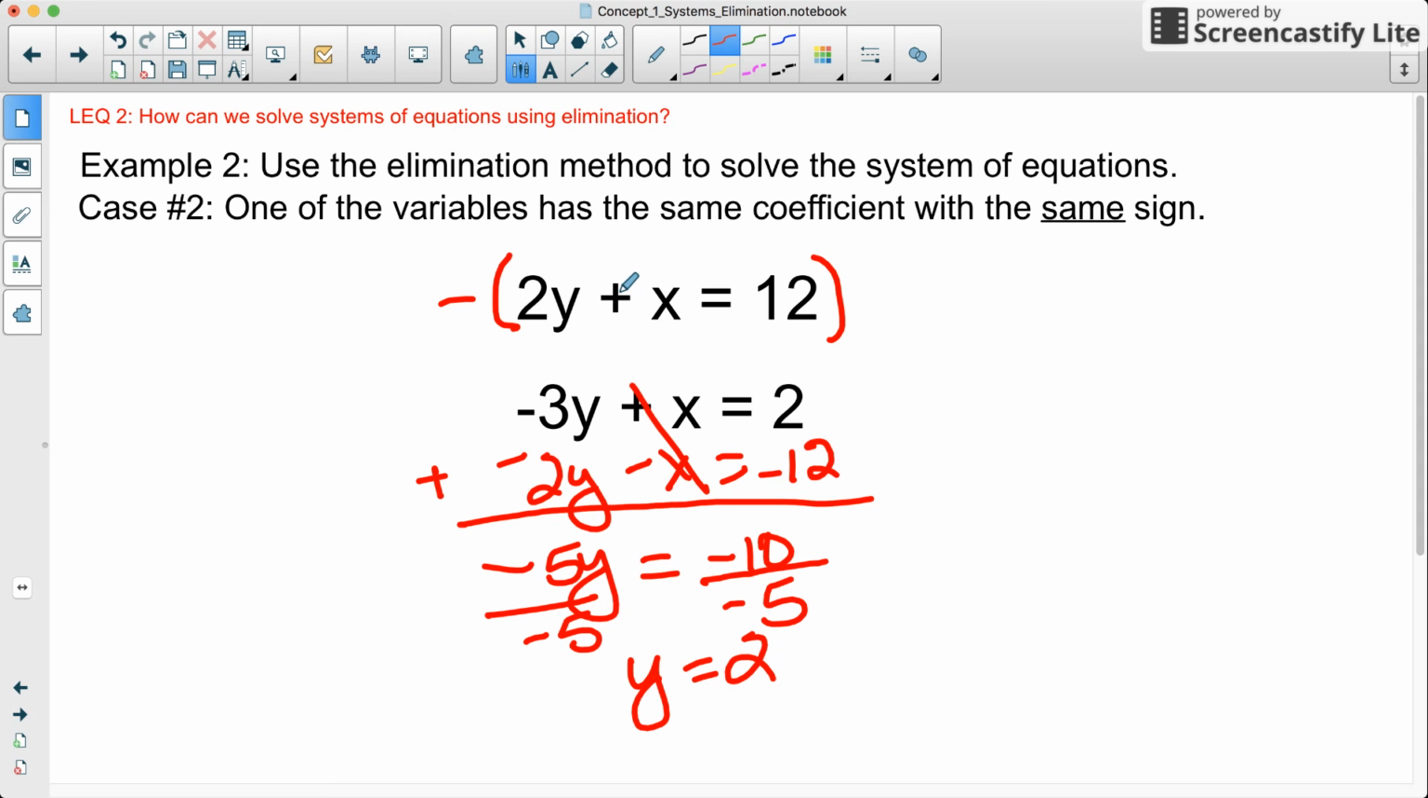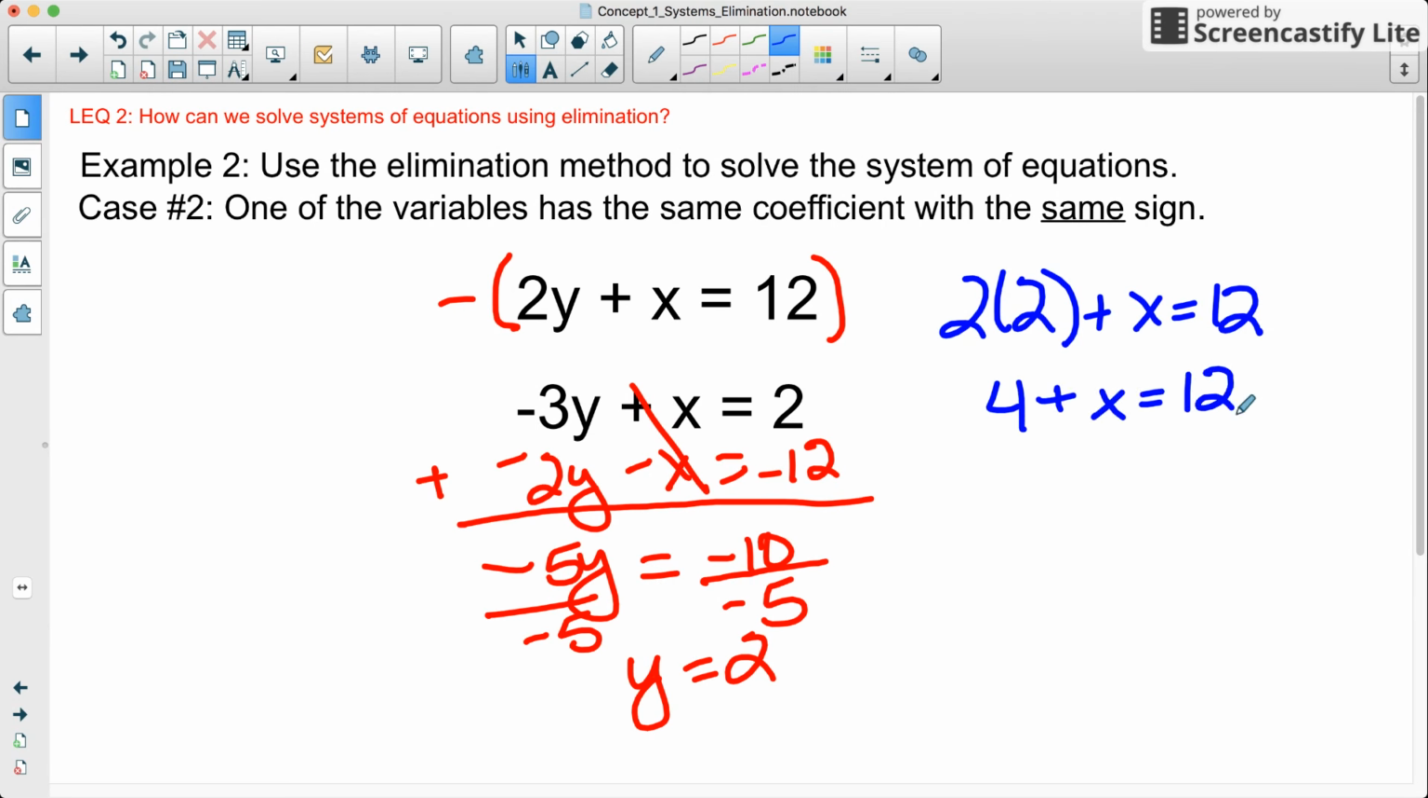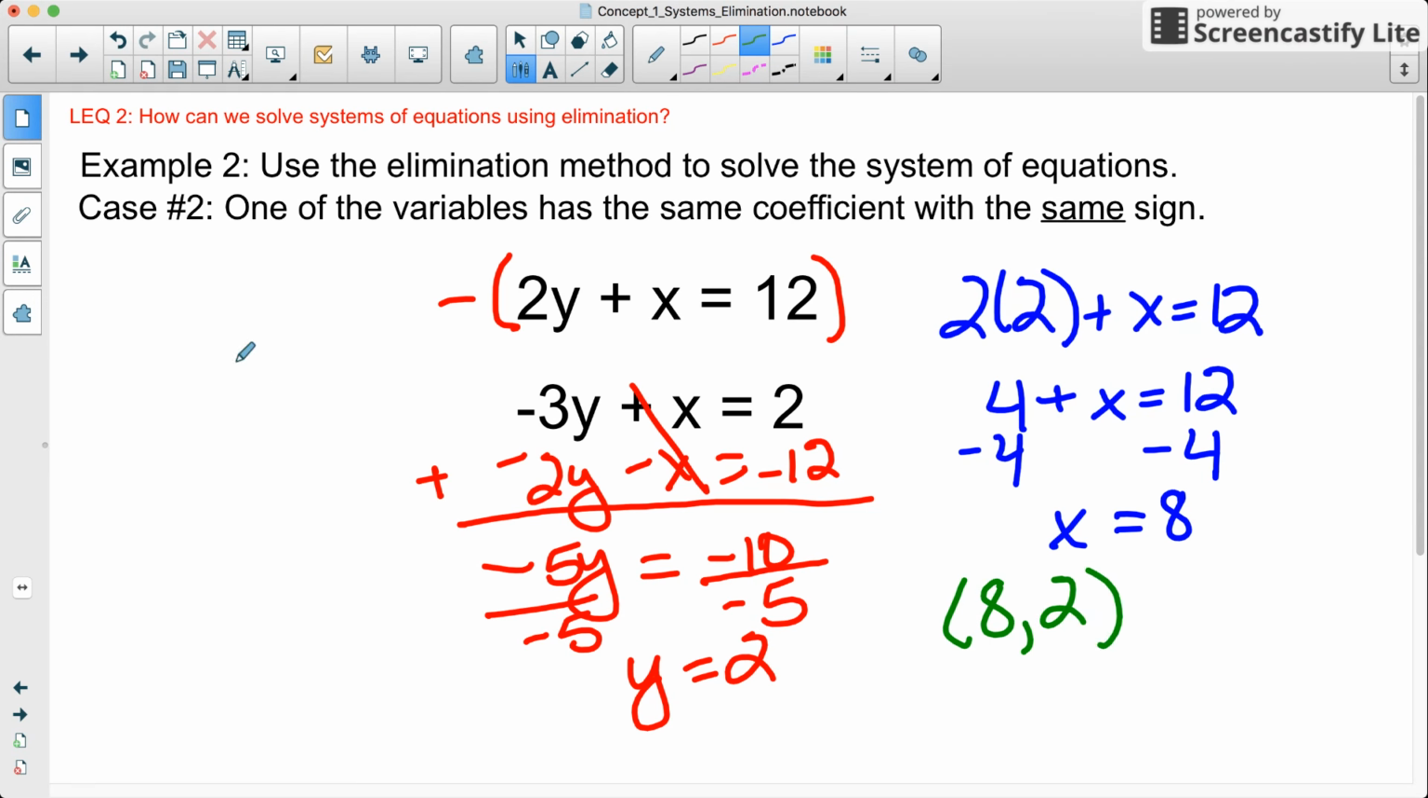Now I got to figure out what x is. So I'm going to substitute that 2 back in for y. And I'm going to use my original equation. So I'm going to use the top one again. 2 times 2 plus x equals 12. 2 times 2 is 4 plus x equals 12. Subtract 4 from both sides. I get x equals 8. My solution is 8, because x is 8, comma 2. Remember, it's always xy when you're writing an ordered pair.